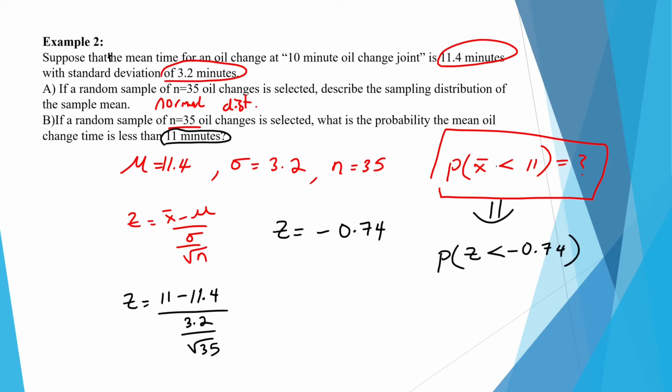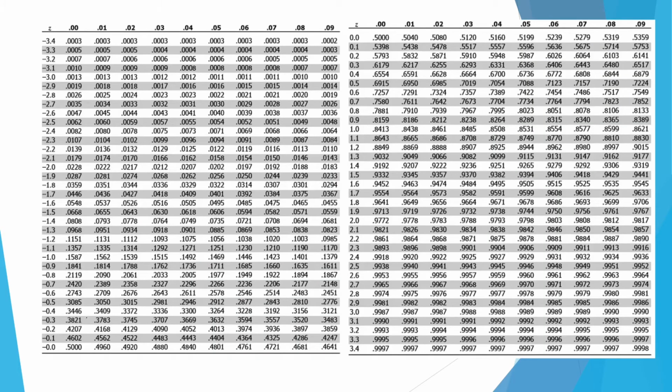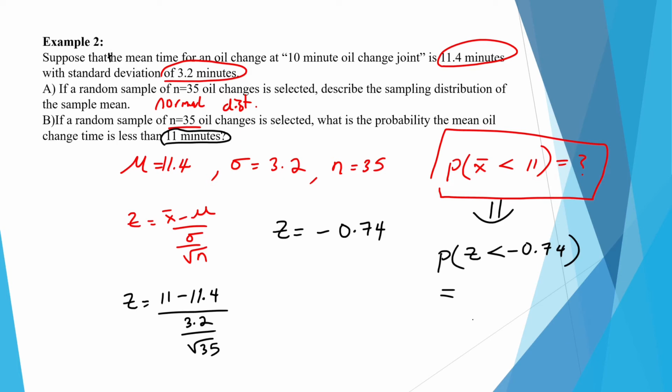We converted a sample mean into a z-score. And now we can use our table to find this area. The z-score we're looking for is negative 0.74. And so here is our area, 0.2296. The probability of z less than negative 0.74 is 0.2296. This means if we select a random sample of 35 oil changes and take the average, we have a 22.96% chance that the average will be less than 11 minutes.